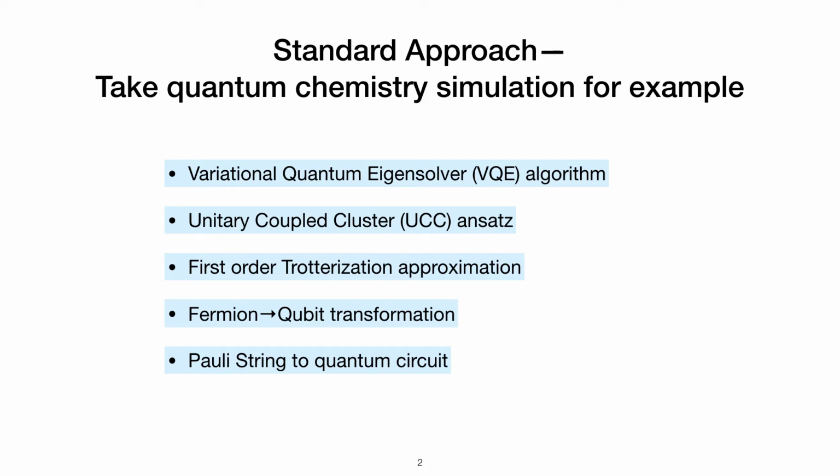The quantum computer uses the UCC ansatz as its evolution operator, which is simply the exponential of excitation operators minus its complex conjugate. Then, we use the first-order trotterization to break down the exponential of summations into the product of exponentials. After that, we need one more step of transforming fermionic operators to qubit operators.